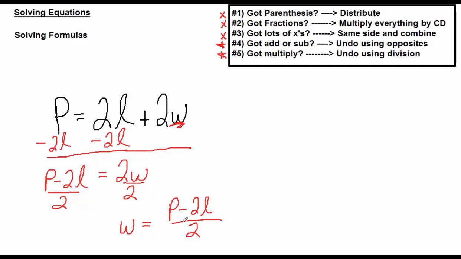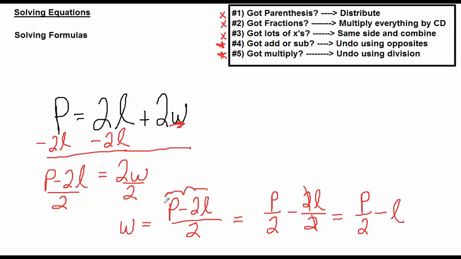Some people look at that and they're like, ooh, I think I could divide by 2. You could actually divide both the top values by 2. So it would be P over 2 minus 2L over 2. And that would allow you to cancel the 2's so that the answer would be P over 2 minus L.